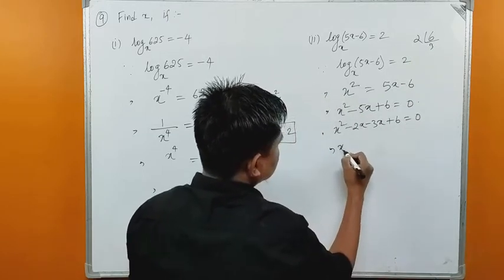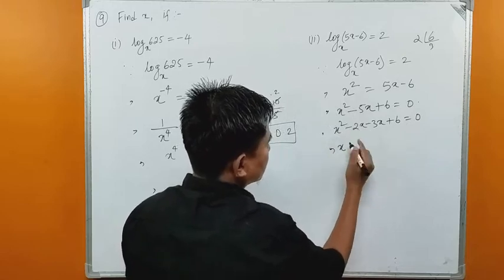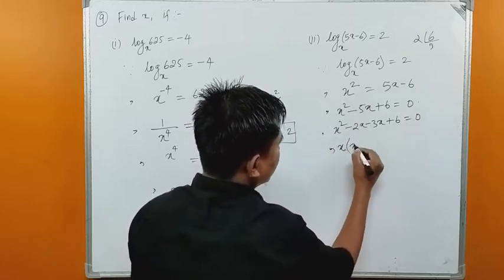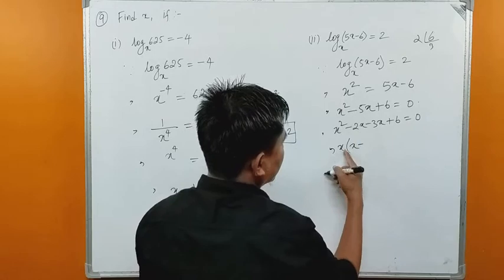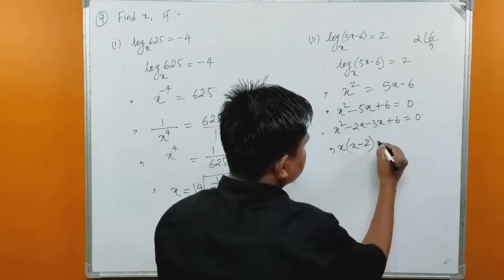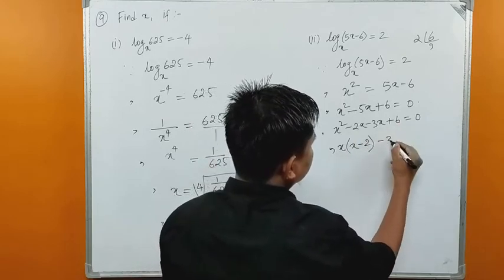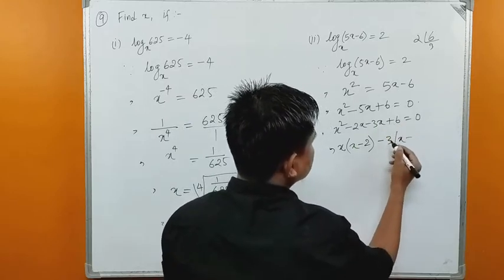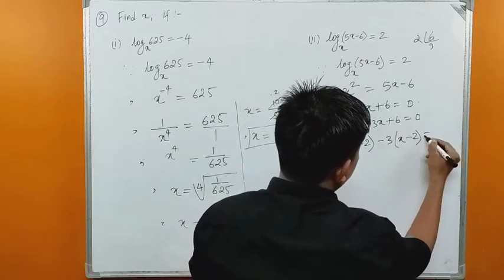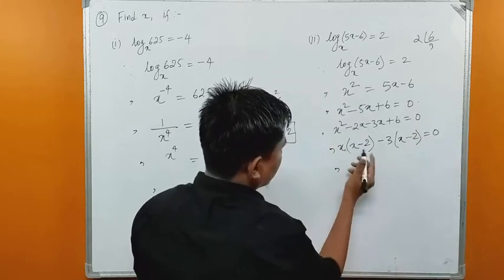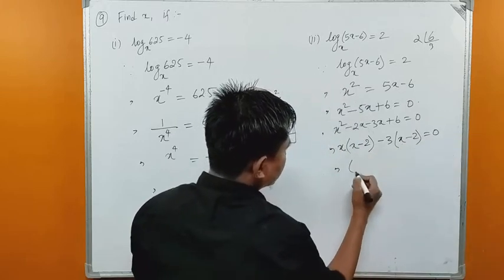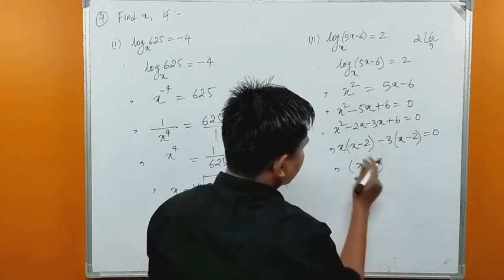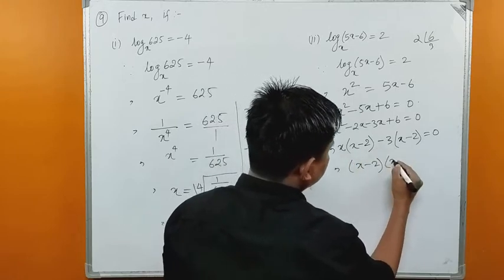Or x, the common is x. x into x is x square, minus x into 2 is 2x, minus the common is 3. 3 into x is 3x. Minus into minus is plus. 3 2s are 6 equal to 0. Or x minus 2 common, x minus 2 and x minus 3 remains within the bracket.